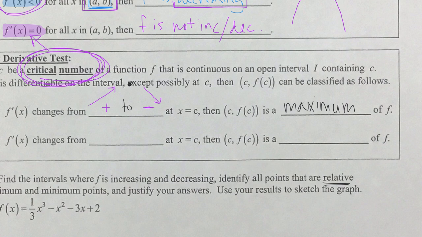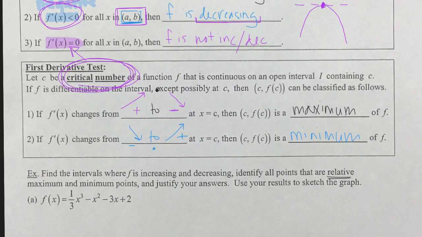And then if our function changes from decreasing to increasing, or from negative to positive, what's at the bottom of a valley? That would be a local minimum. So this is what we're going to use our quote-unquote first derivative test for, to find critical values. Do we have a maximum or a minimum? And it's all about whether our derivative changes signs at some particular point.